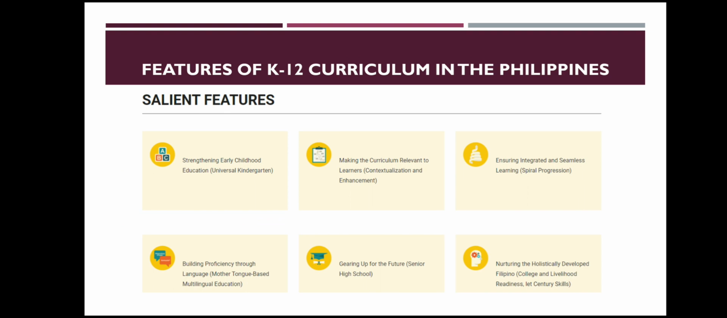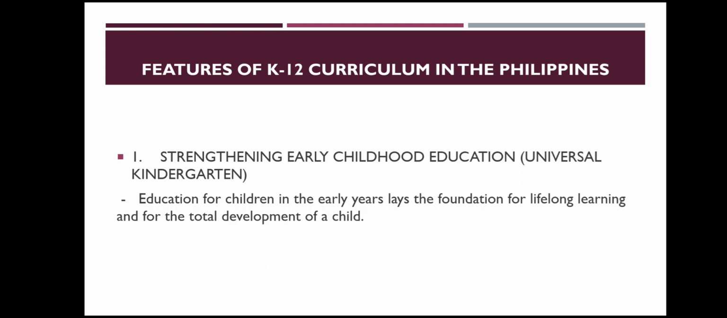First, we have strengthening early childhood education, making the curriculum relevant to learners, the contextualization and enhancement. We have ensuring integrated and seamless learning. This is about the spiral progression. Building proficiency through language, mother tongue based multilingual education. Gearing up for the future. This is senior high school. Nurturing the holistic development for college, livelihood, and readiness. So let's talk about it one by one.